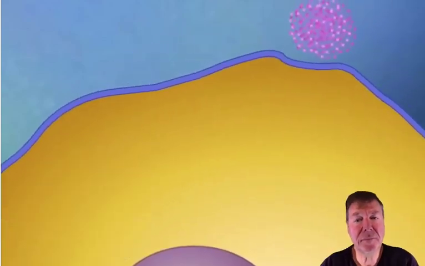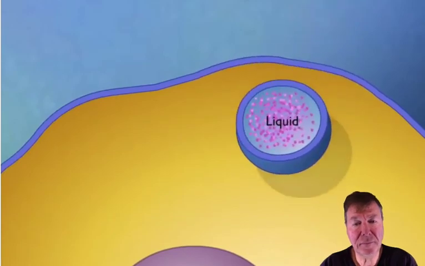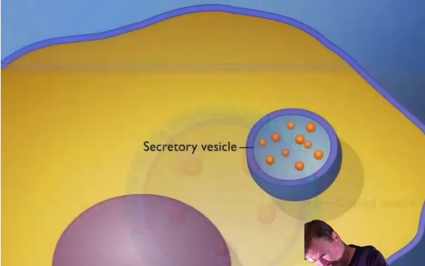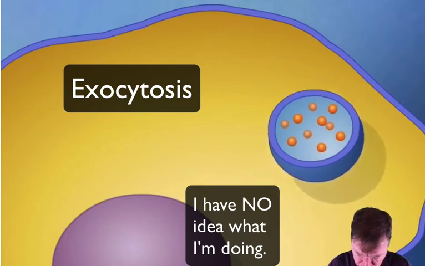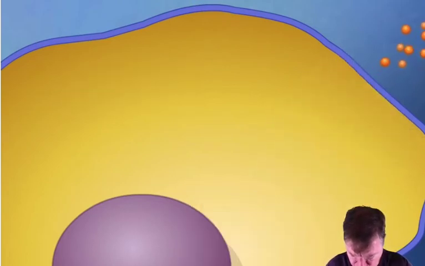If the material the cell takes in is liquid, it is called pinocytosis. Specific molecules. Exocytosis is the reverse of endocytosis. This process results in the discharge of material from vesicles at the cell surface to the outside of the cell.